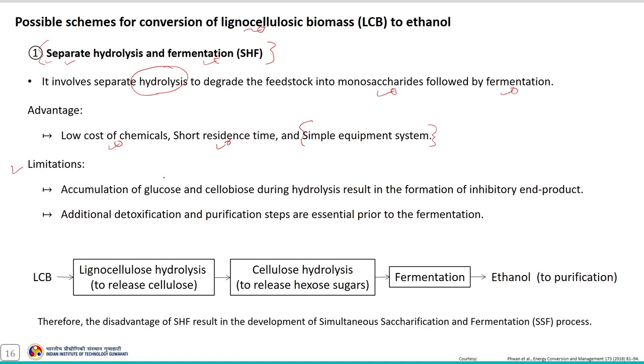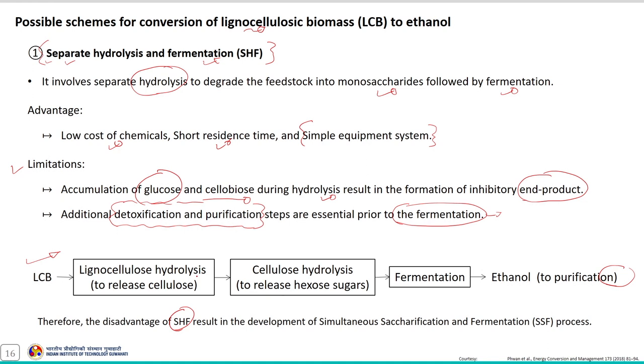However, its limitations include accumulation of glucose and cellobiose during hydrolysis, which results in the formation of inhibitory end products. And second, an additional detoxification and purification step is required prior to fermentation. We already discussed this point in one of the earlier slides, where the hydrolyzed C5 sugar is detoxified prior to fermentation to achieve higher fermentation efficiency. And this scheme here represents the conversion of lignocellulosic biomass to ethanol. The disadvantages of this SHF process resulted in the development of the simultaneous saccharification and fermentation process, commonly referred to as SSF.